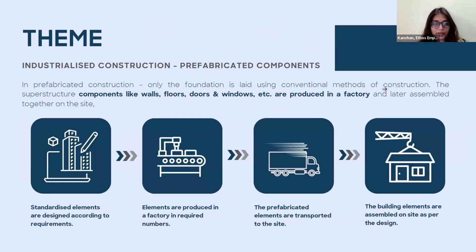Even in prefabricated construction, the foundation will be laid using conventional methods of construction, but thereafter the superstructure components like walls, floors, doors, windows, furniture, balconies, etc., can be produced in a factory and thereafter assembled on the site. How it happens is you standardize the elements and design them on BIM software like Revit. Then these elements are manufactured in a factory in the required numbers for your project. All these prefabricated elements are transported to the site, and on the site they are assembled into your building.